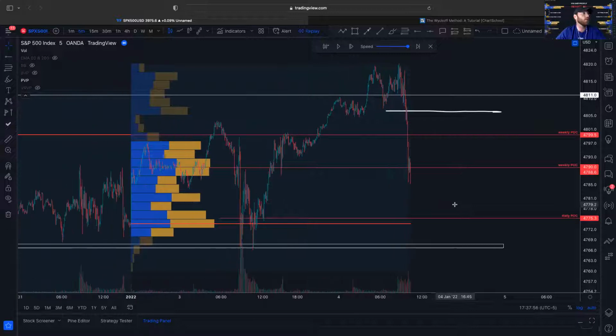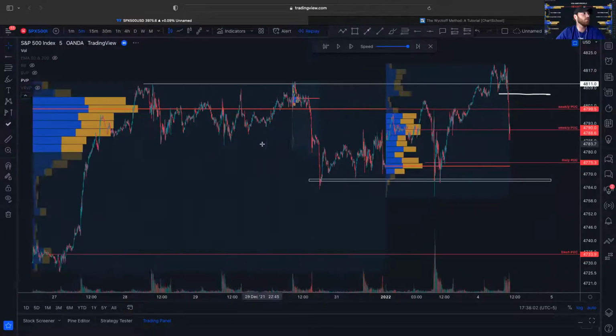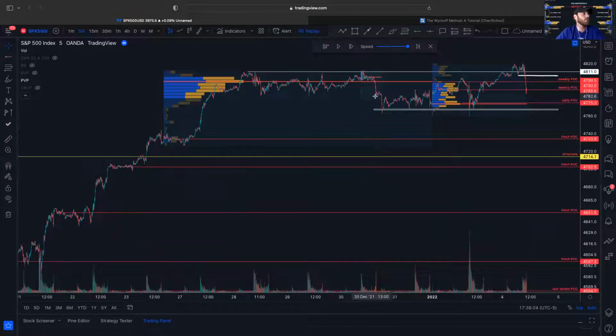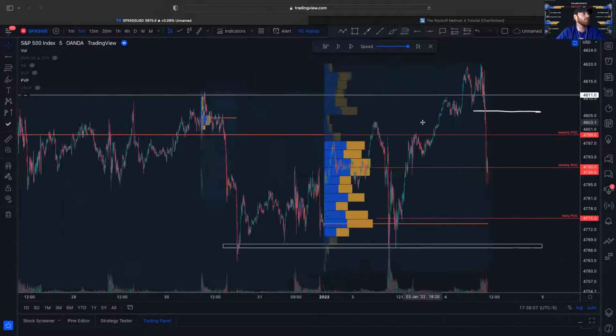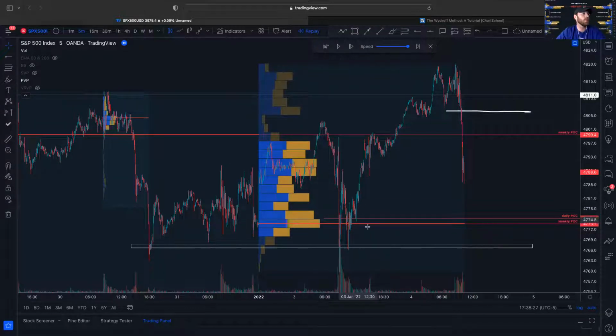Oh, we have a new weekly point of control. Why is that even there? Oh, well. So this came down here. So we're going to move. Where's the weekly point of control? This was where it was. And now it moved down here. So that's interesting. Wonder why it did that. Maybe there's a bunch of orders down here now. Two POCs right next to each other.